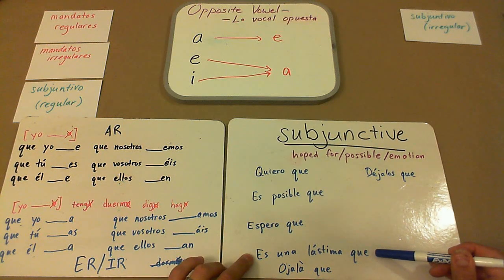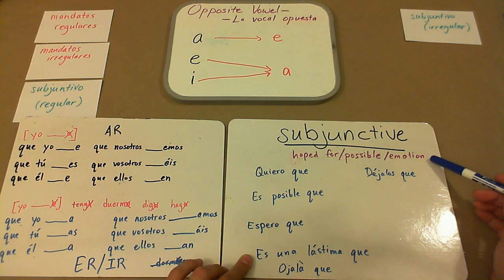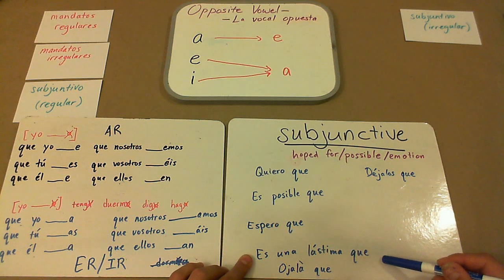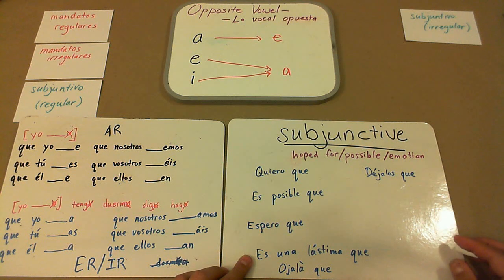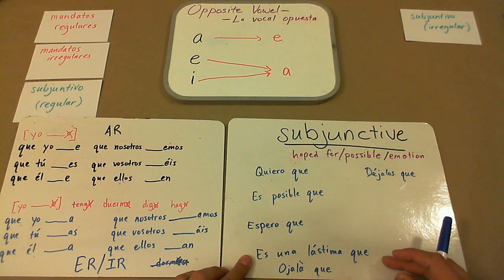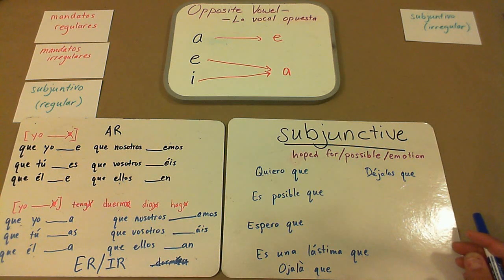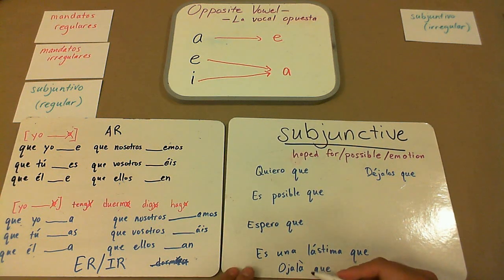Es una lástima, okay? It's too bad that, so this is an emotional thing. Es una lástima que llueva. It's too bad that it's raining. And ojalá is a nice expression. This means I hope. Ojalá only means I hope. Ojalá que todo salga bien. I hope everything comes out all right.